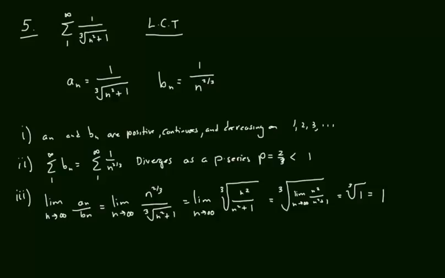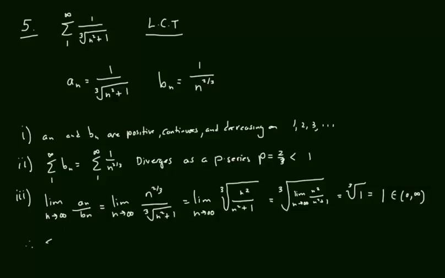Do you remember whether that's good or bad? It's good because it's bigger than 0 and it's not infinity. It's between 0 and infinity. That means we have conclusive results. In the limit comparison test, if your limit is between 0 and infinity, not including those endpoints, then the series will converge or diverge along with your choice of Bn.